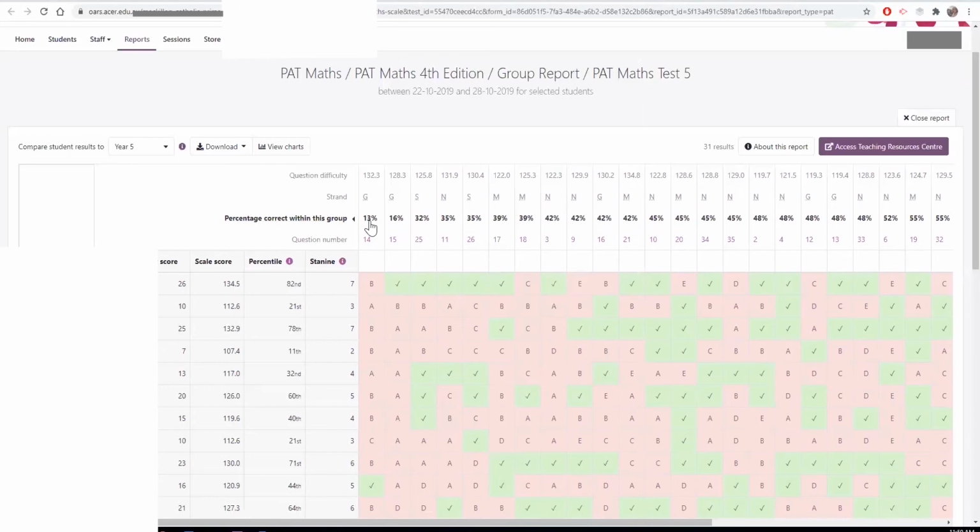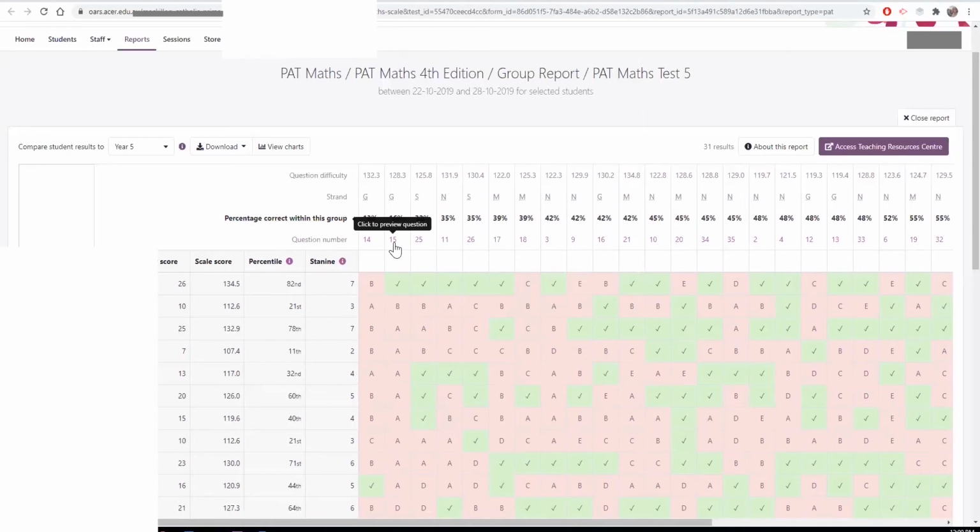13% of my students is only 4 students. So only 4 students out of the 31 of them got this question right. And it is a pretty hard question. 16%, so only 5 students got question 15 right. It's a bit easier, right? There are others harder that more people got right. So let's have a look at that.